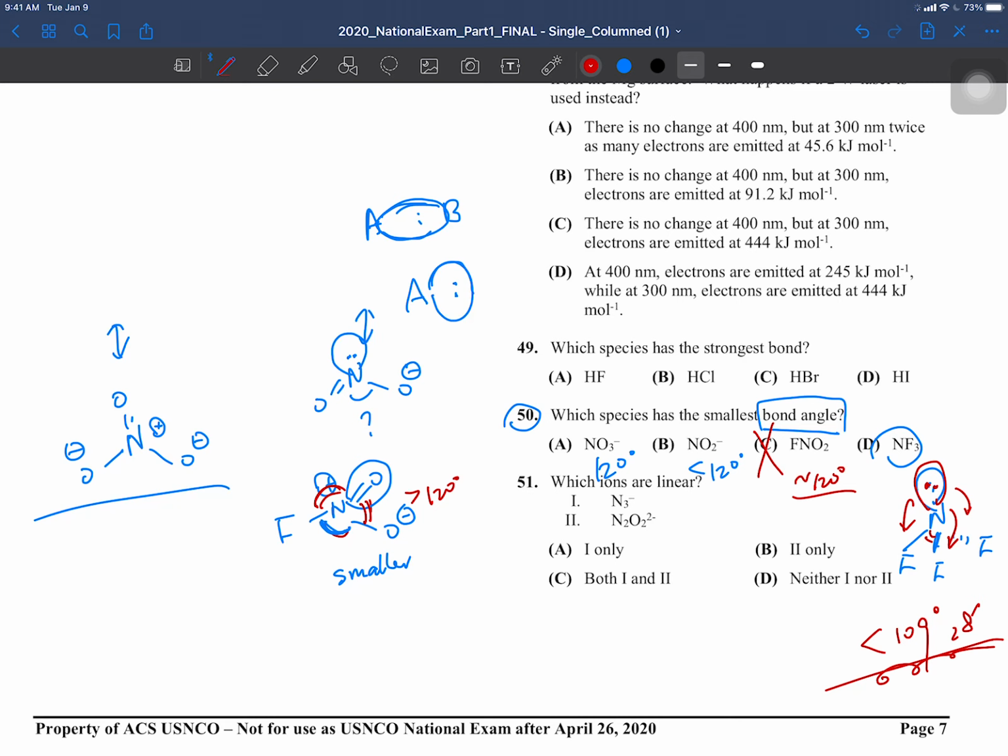Yeah. You need to pay attention to the lone pairs. So this is why it's a good habit to show all of the lone pairs, although sometimes it's time consuming. Okay, I'm done. Any other questions? Oh, go ahead.